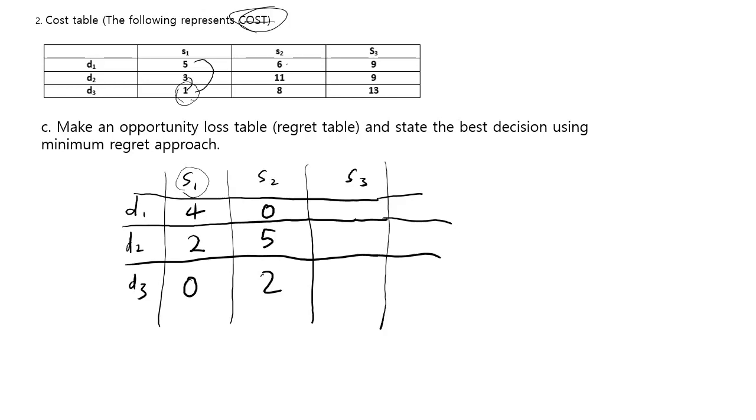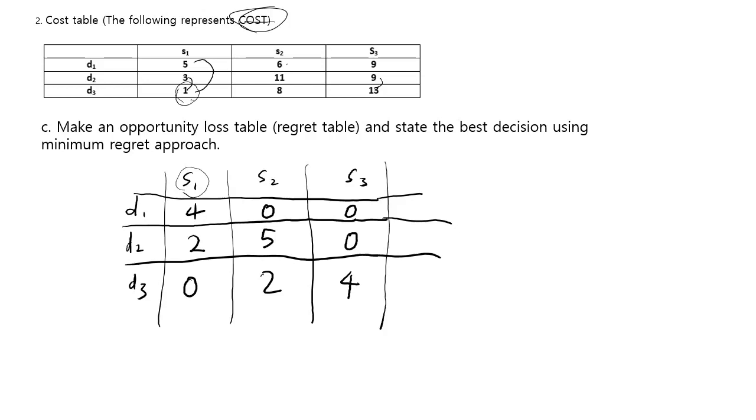Okay. Now S3. 9 is the best decision because 9 is the lowest number. In this case, you have 2 people making the right decision. Both D1 and D2 have 0 as their regret, whereas 13 has the difference of 4 with the best decision, so this will be the regret of 4.